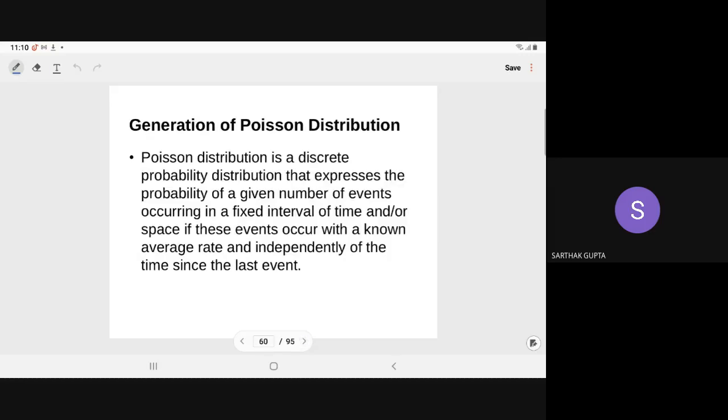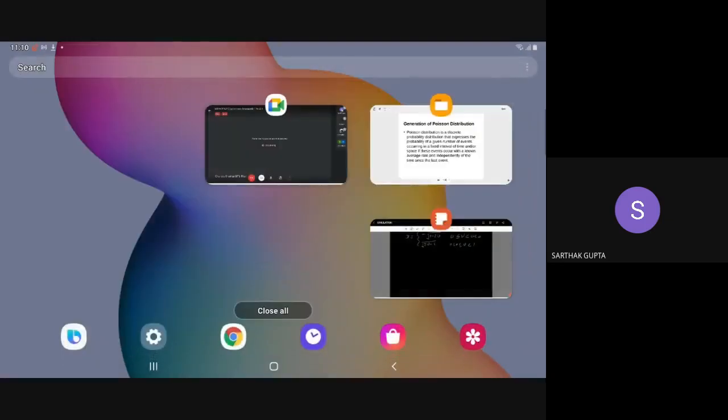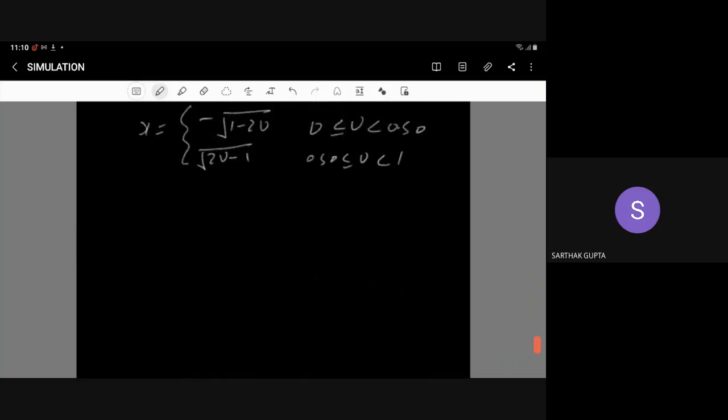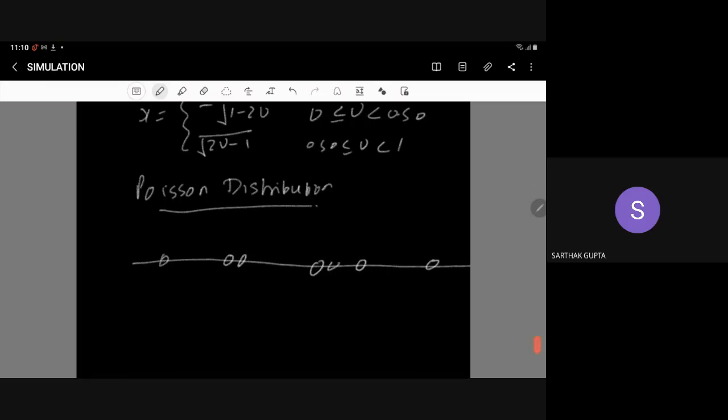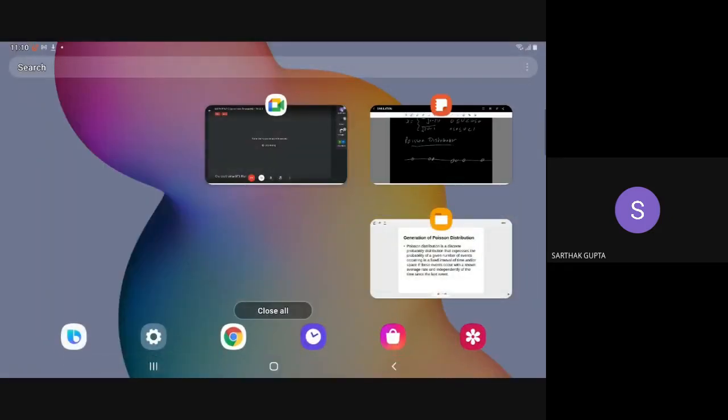Now generation of the Poisson distribution. You have the idea what the Poisson distribution is, because the Poisson distribution is also important. So how can we generate it? What is the main characteristic of the Poisson distribution? In continuous time, we have the occurrence of a rare event. In the Poisson distribution, we have the occurrence of the rare event, and this is the Poisson process also.